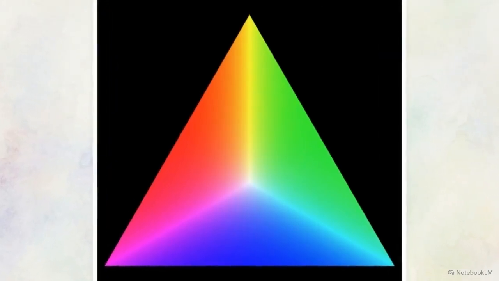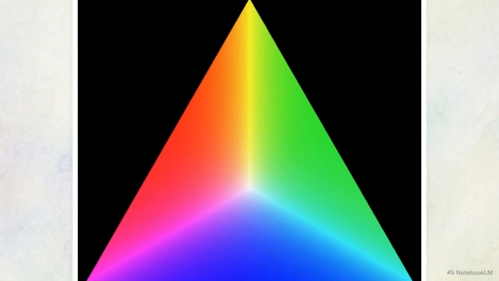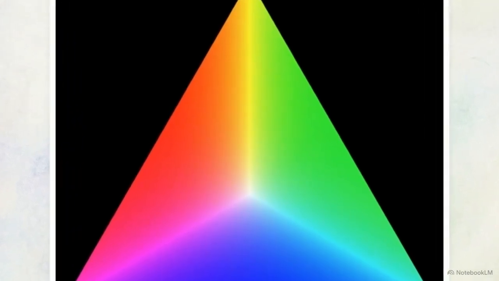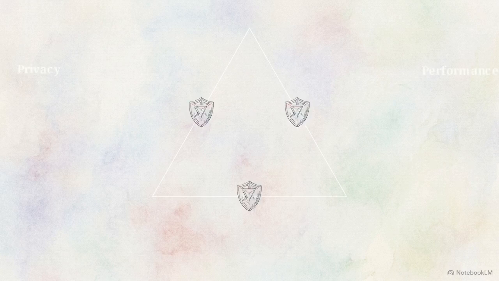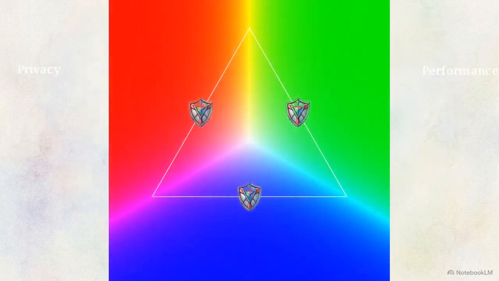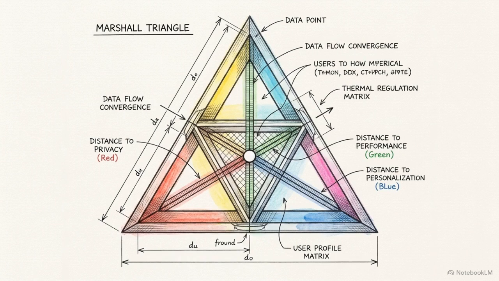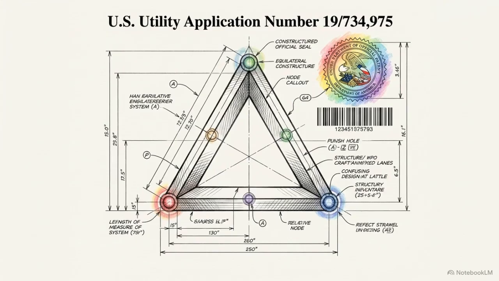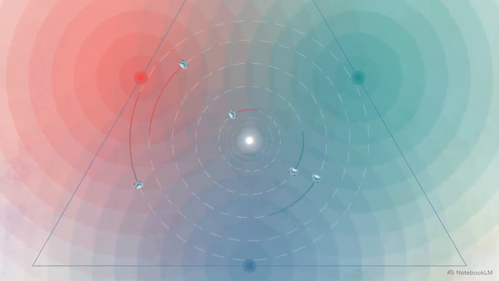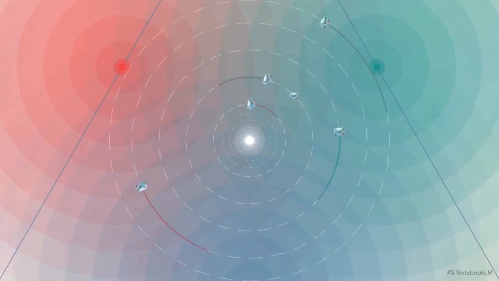It is a formal geometric framework built specifically to solve the problem of flattened, multi-objective trade-offs. Instead of averaging variables into a single number, this framework maps privacy, performance, and personalization into a continuous, two-dimensional triangular domain. It preserves the exact state of all three axes simultaneously. Secured under pending U.S. Utility Application Number 19734-975, this is not a conceptual diagram. It functions as the actual governing computational architecture for the system's interface.